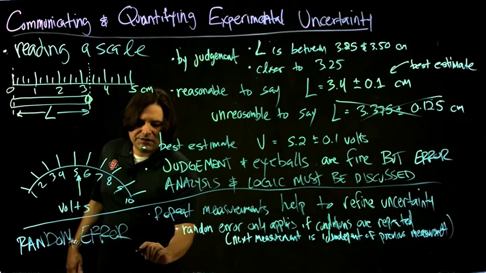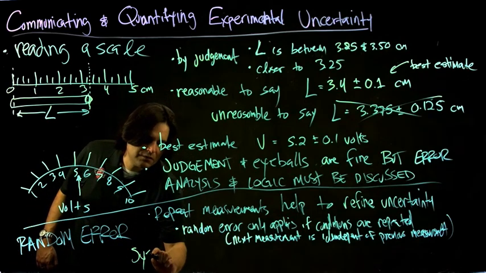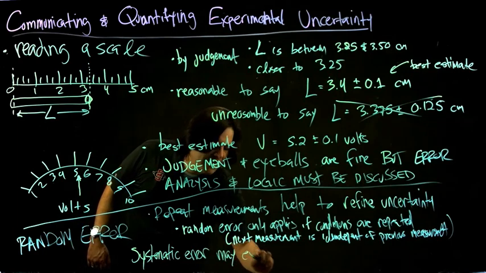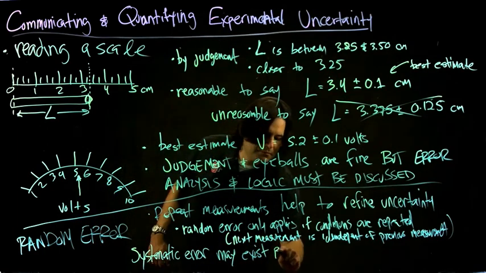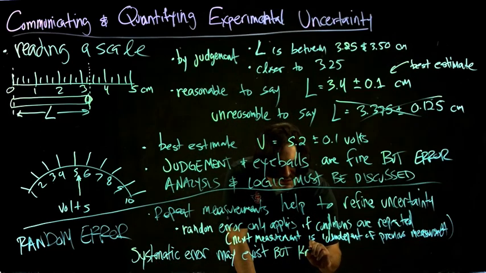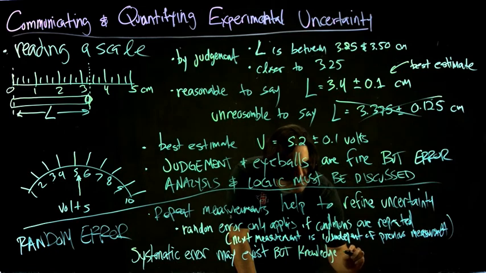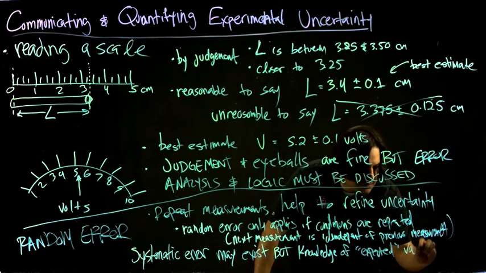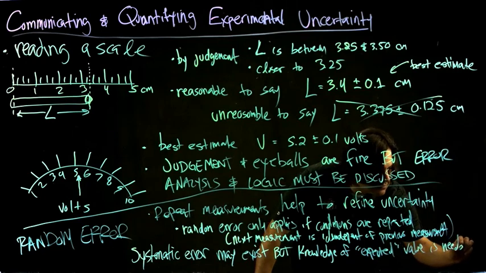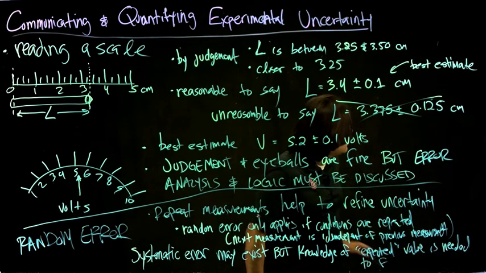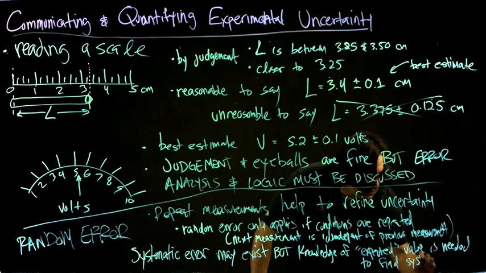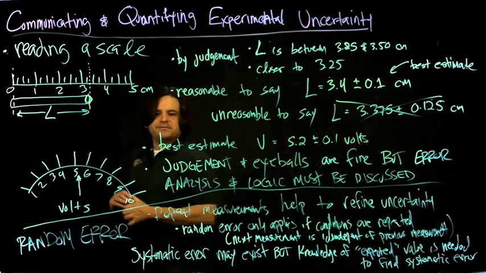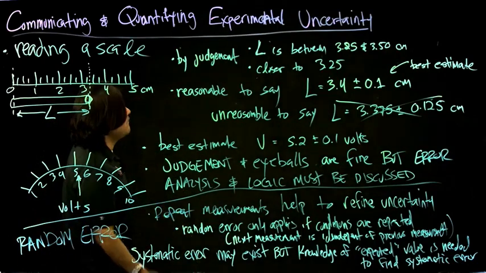And systematic error, again, reminding you that systematic error may exist, but some knowledge of expected value is needed to find it. So just some general tips. Okay.